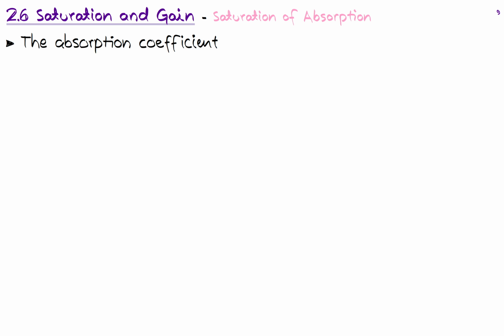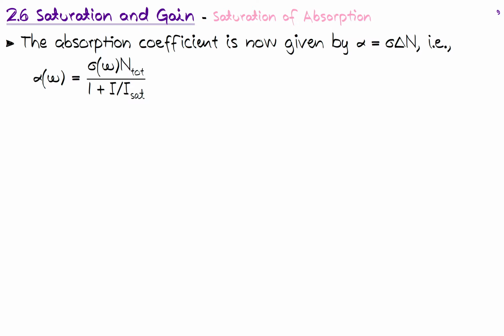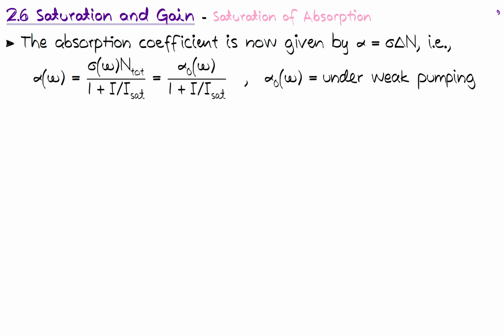Okay, so now we can plug these things into the absorption coefficient. The absorption coefficient alpha is given essentially by sigma times delta n. So we can plug in all the values, and this is the equation we get. We can simplify this further so that the absorption coefficient can be written as alpha naught, the absorption coefficient when we have a weak pump hitting the substance, divided by 1 plus I over I sat, the saturation term. So alpha naught is the absorption coefficient under a weak pumping case. This is a very fundamental and very important equation.